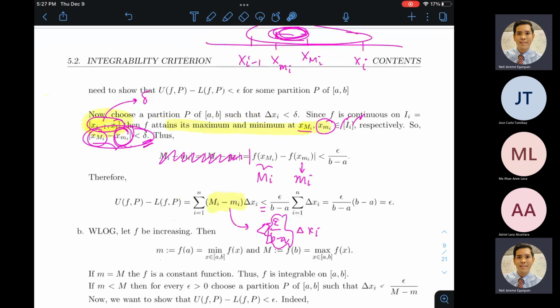Now, any questions about that proof? A lot happened there, no? But I hope the idea is fine.